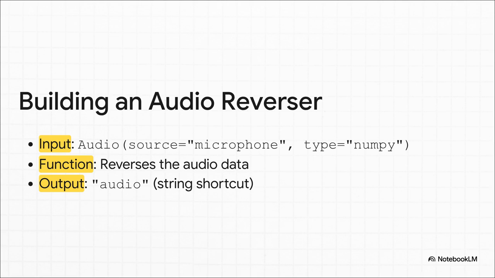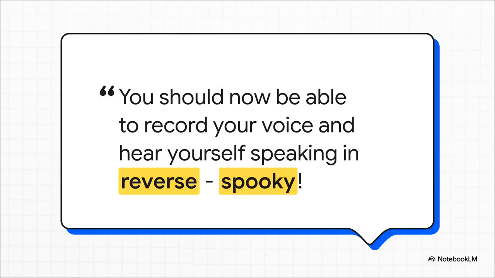Then we add type equals numpy, which just gives us the audio data in a format that's super easy for our Python function to play with. And for the output, the simple string, audio is all we need. And the result is, well, you can now record your own voice and then hear it played back in reverse. How cool is that? It's a fantastic way to see how just a couple lines of code can create a genuinely interactive and, yeah, maybe a little bit spooky experience.